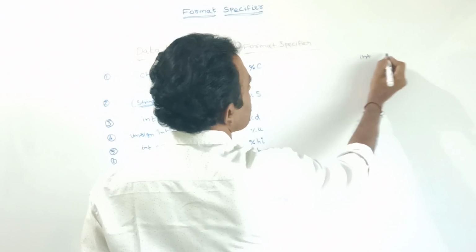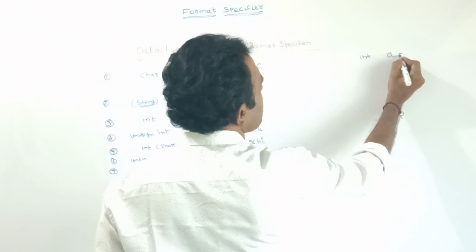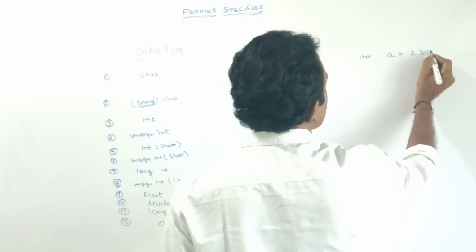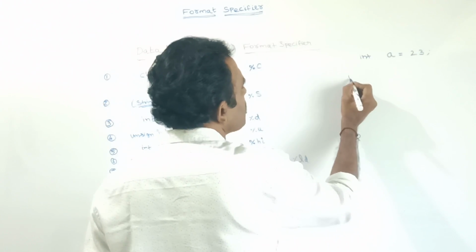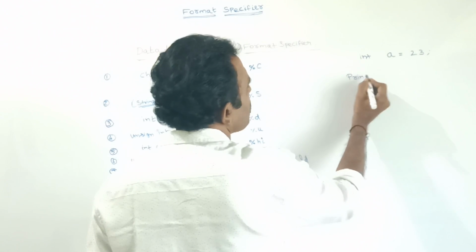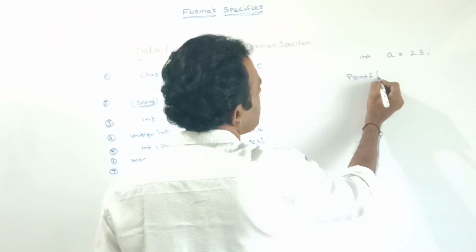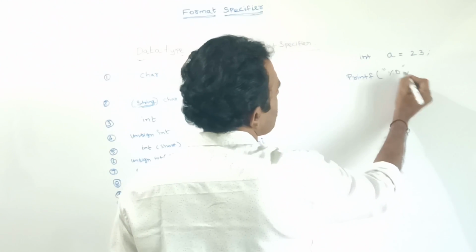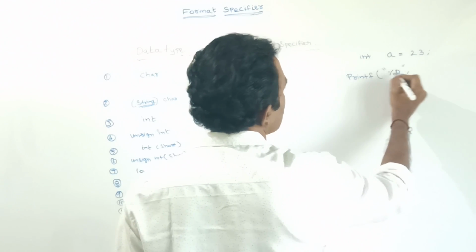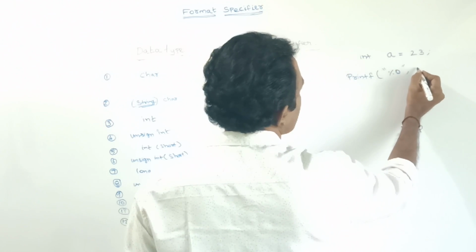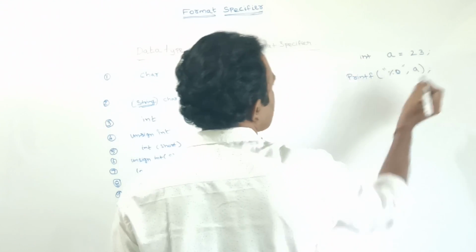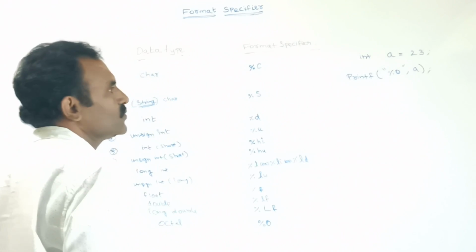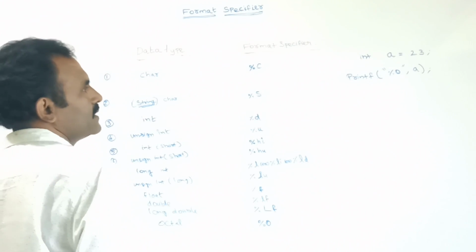Suppose int a = 23, then printf with %o, comma, the variable name a. Here I am mentioning the format specifier as octal, so it will print the octal representation of the number.